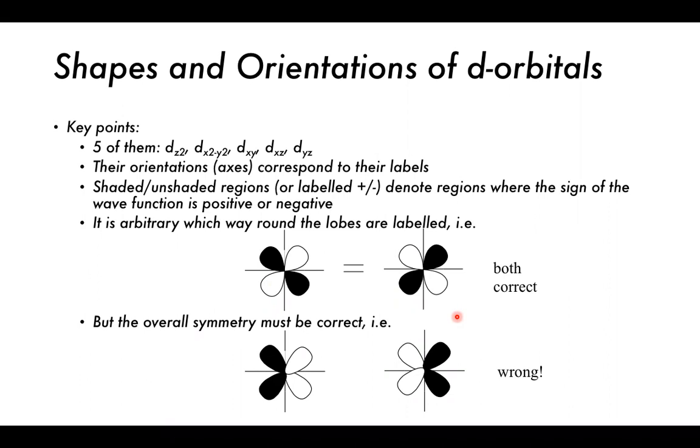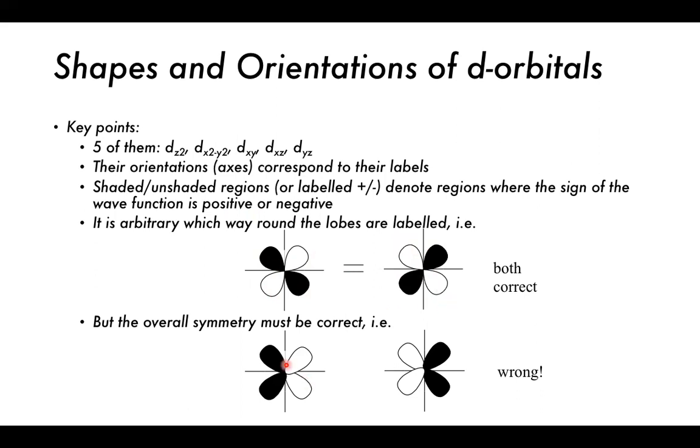Their orientations or axes correspond to their labels. The shaded and unshaded regions are labeled plus or minus, or red and blue, or green and blue, or somehow differentiated from each other. They denote regions where the sign of the wave function is either positive or negative, or in phase or out of phase. Basically, there are differences between the different lobes, so the colors do have a meaning. But it's really arbitrary which way the lobes are labeled. For example, black this way and white this way is the same as black this way and white that way. It doesn't really matter, it's perfectly fine.